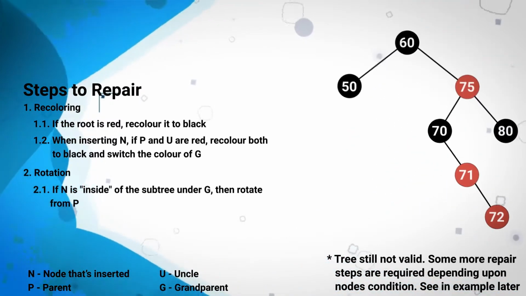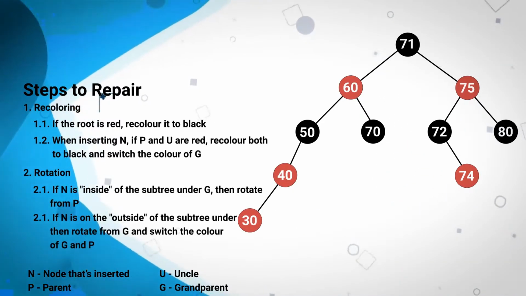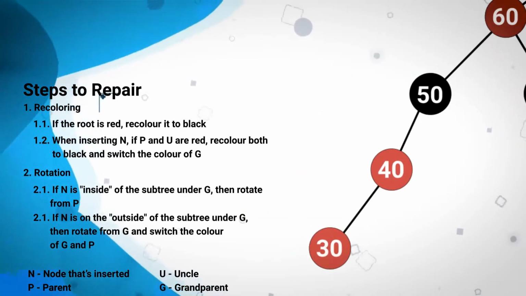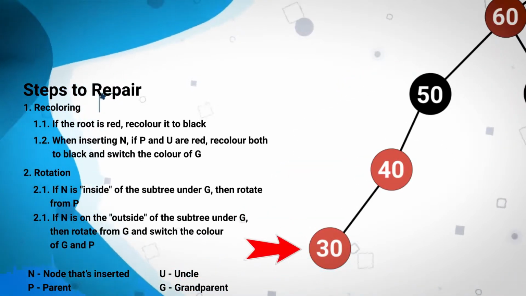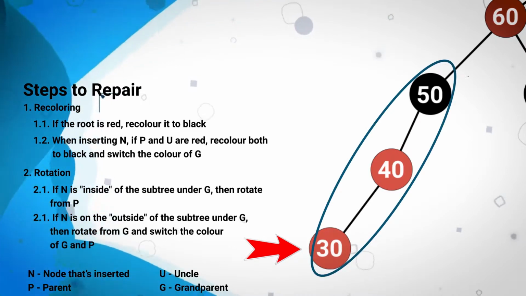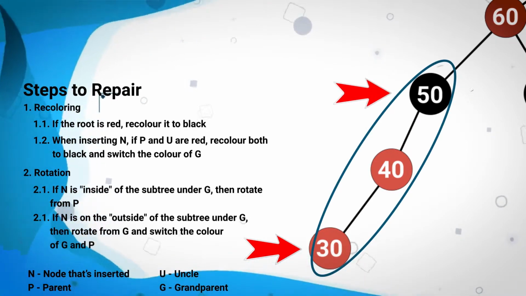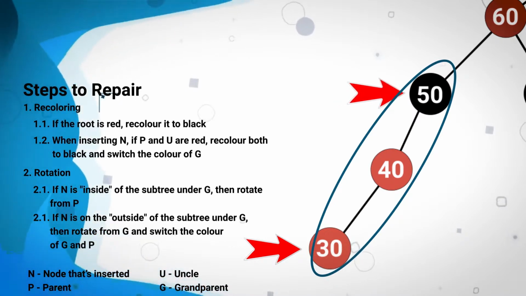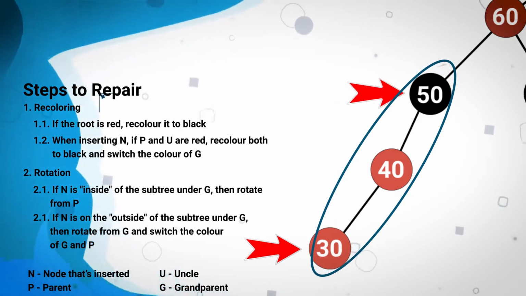But what happens if all the three nodes are in the same line? Our fourth property addresses this concern. It says that if the inserted node is outside or in line with the grandparent and parent node, then rotation is performed from the grandparent node. And after the rotation, we will also switch the color of the grandparent and the parent node, like this.